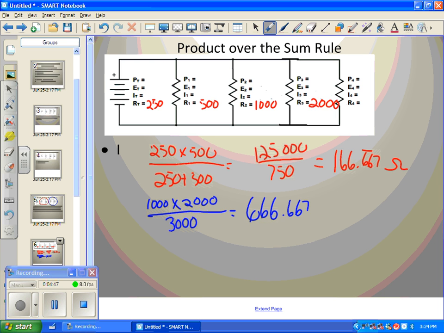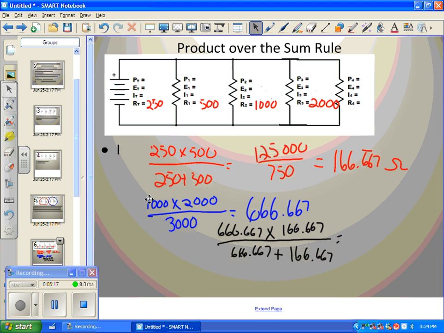Okay? So now, however could we solve this whole thing and get our total resistance? We could have 666.667 times 166.667 over 666.667 plus 166.667. And once again, this is an easy enough problem that we could do it with the third grade calculator, or your third grader could do it for you.